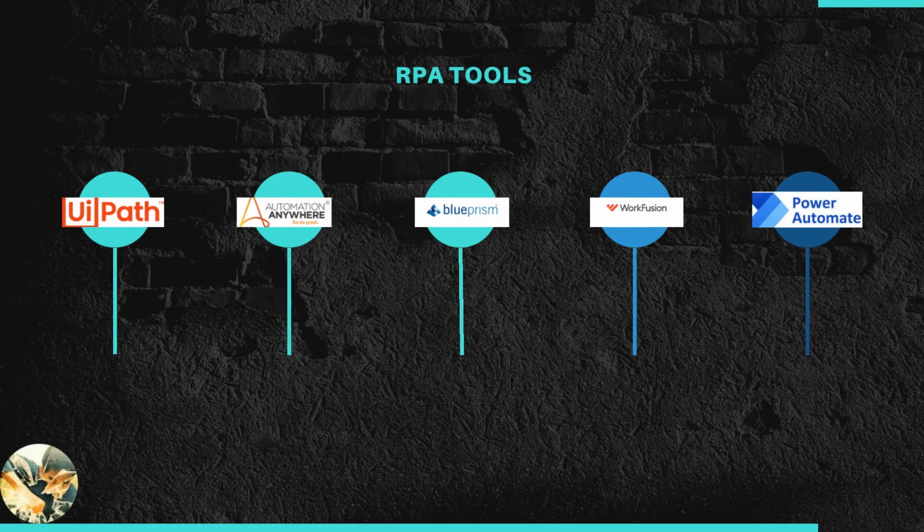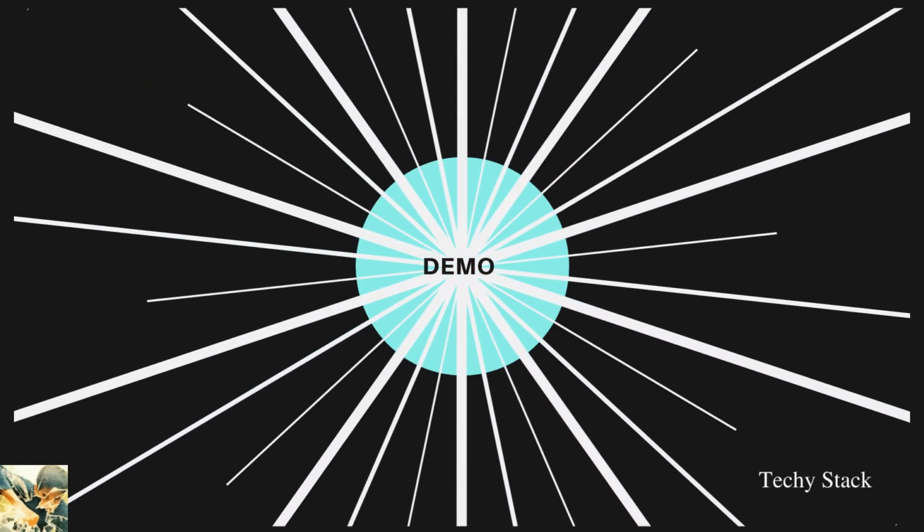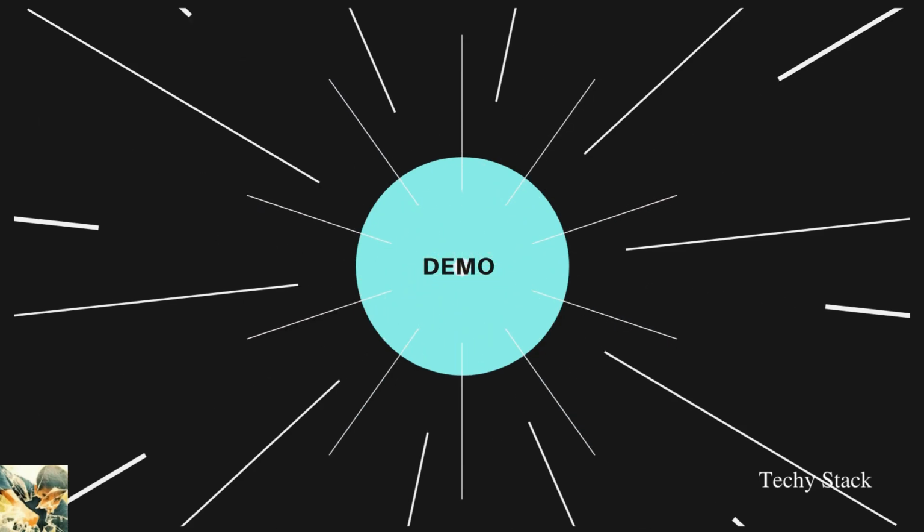RPA tools. In the market we have multiple tools such as UiPath, Automation Anywhere, Blue Prism, WorkFusion, Power Automate, and more tools are available. As per the business process, identify the tool and use it to automate the repetitive tasks. In this session, we are going to see the UiPath automation process, and we'll try to learn how it works in the coming sessions.